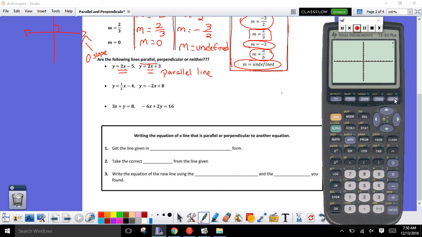We're going to graph them, and there you go, there's your proof. We have two parallel lines. Let's continue.